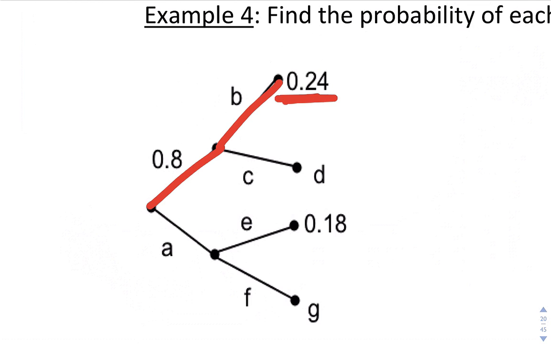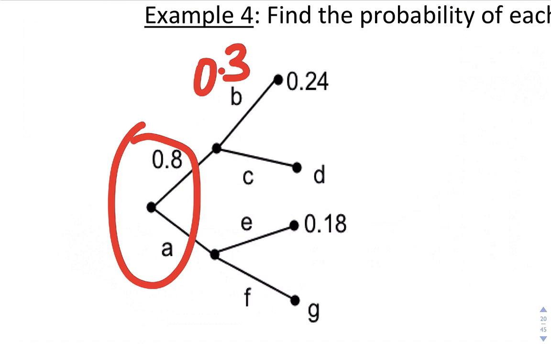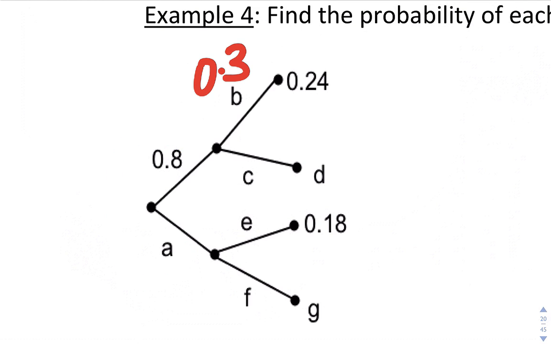So let's start at B. 8 times what number is 24? Well, that would be 3. So this would be 0.3. Let's do A. Again, these 2 should add to 1. So 0.8 plus what number gives us 1? So that would be 0.2. 0.8 and 0.2, that's 1.